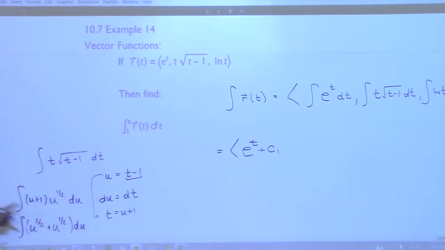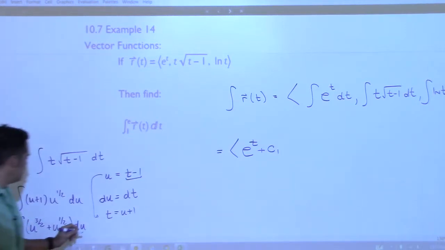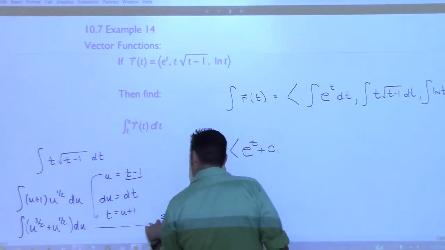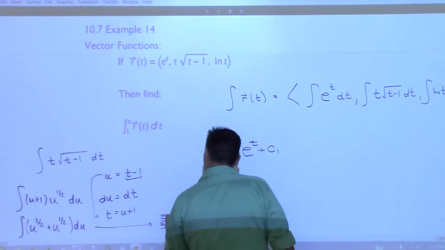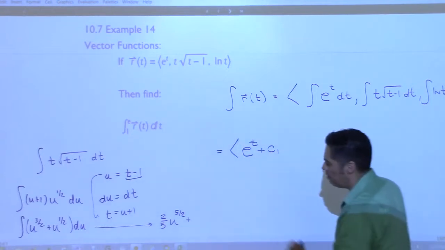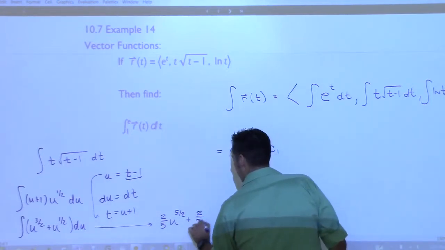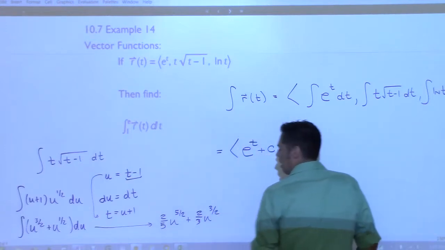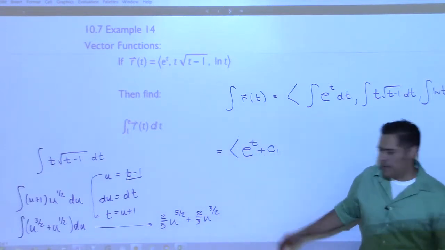And then you can do these term by term. So just power rule on those. What's the antiderivative of this? You add 1 to that, you get 5/2. So we're going to put in front of it 2/5 u to the 5/2, right? So this will become 2/5 u to the 5/2 plus, and then we do the same thing on the other one, 2/3 u to the 3/2. And then we should have plus C, but I'm going to call it plus C2.